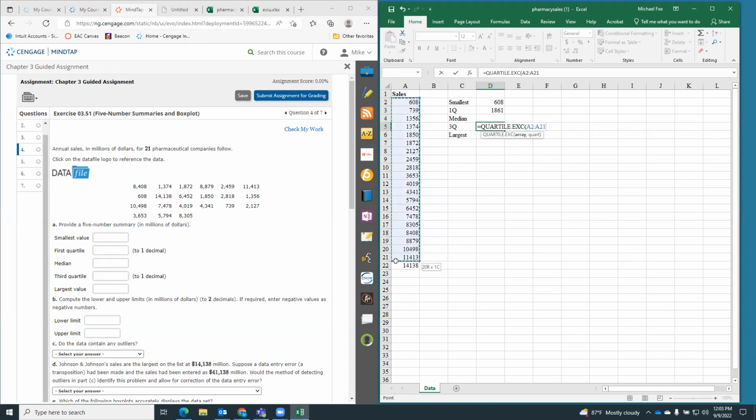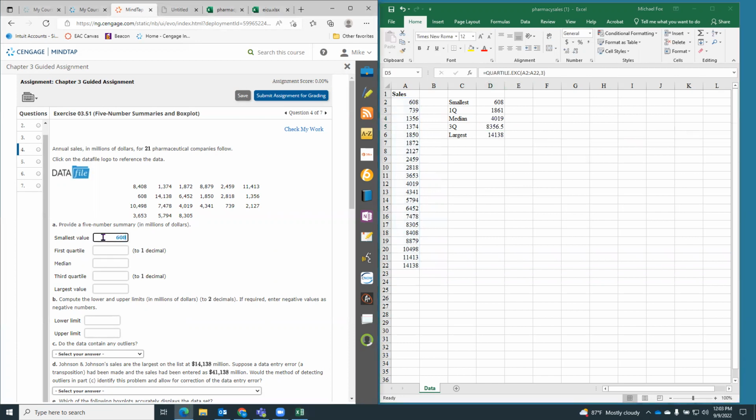Highlight the data set, and 3 for the third quartile. And then for median, we can do equals median. Highlight the data set. Whoops. Here we go. There it is. So that gives us our 5-number summary.